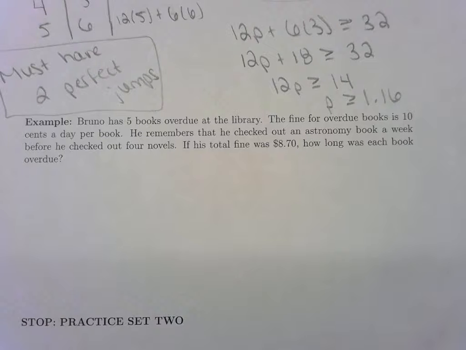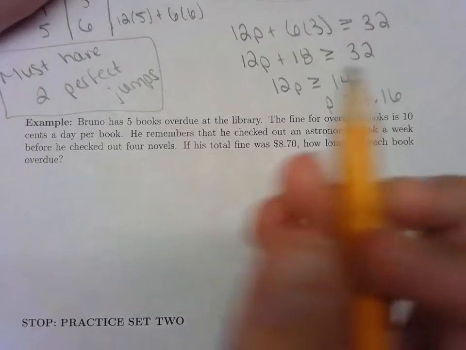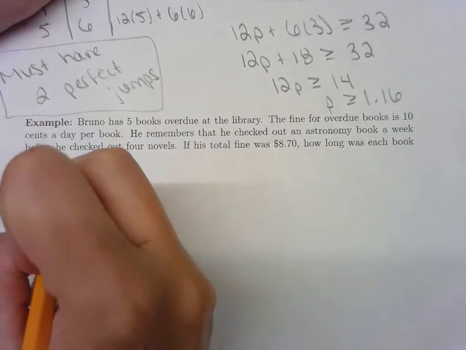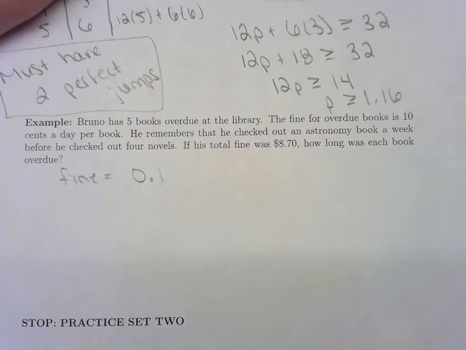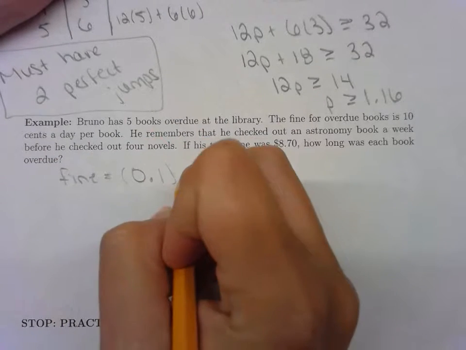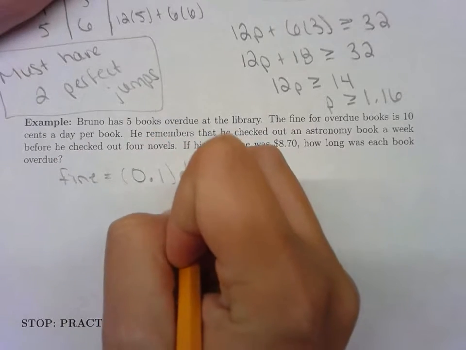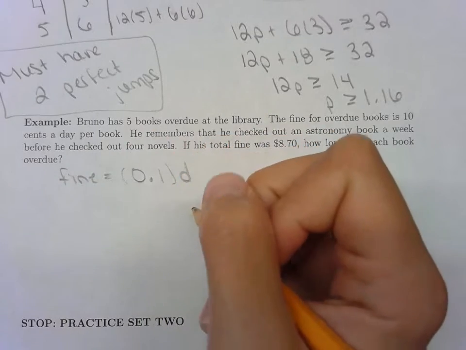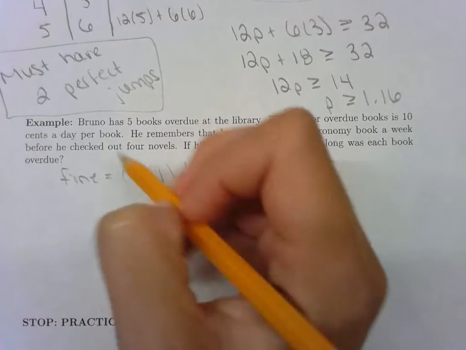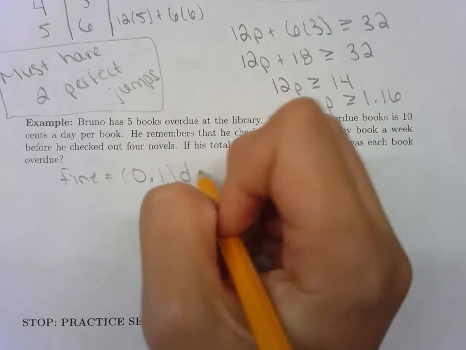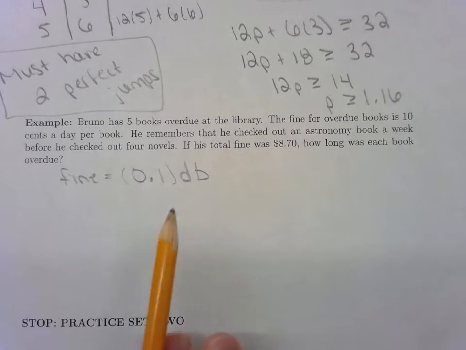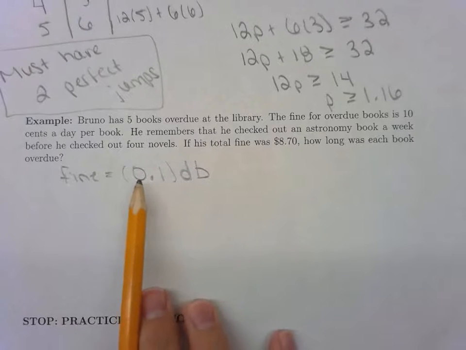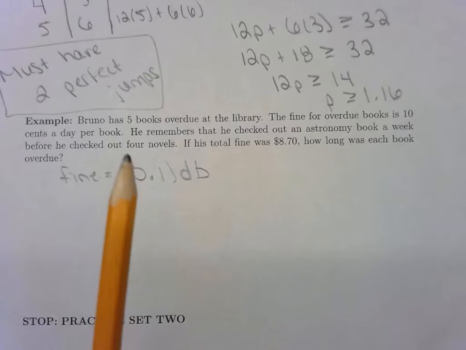The fine for overdue books is 10 cents a day per book. So let's just write that down. The fine is 10 cents, which we'll do as 0.1, per day, I'm going to use D for day, and then I'm going to do times, so this is per day, per book. So I'm also going to put B here. If he has 5 books, we would just plug in 5 here. So this would be 50 cents times a day.